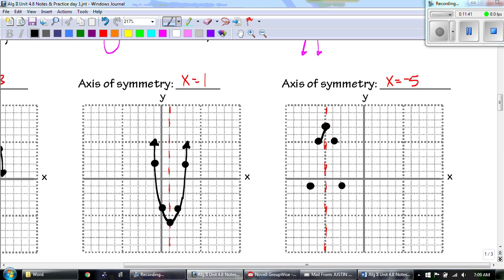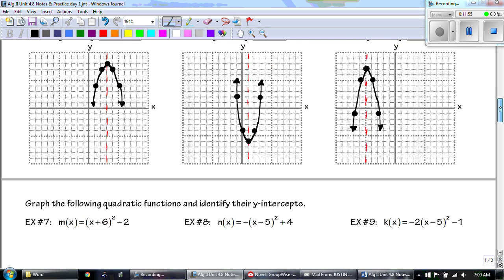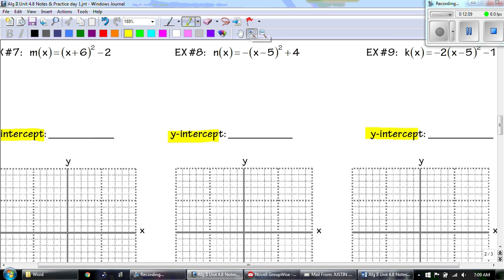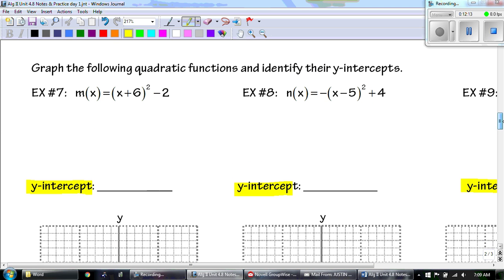Okay, and then graph. All right, there we go. First side. Now let's flip it over. Now, if you notice, it's not asking for the axis of symmetry anymore. Now it's asking for the y-intercept, okay? I'm still going to write the axis of symmetry just because that helps me out when I'm graphing, okay?